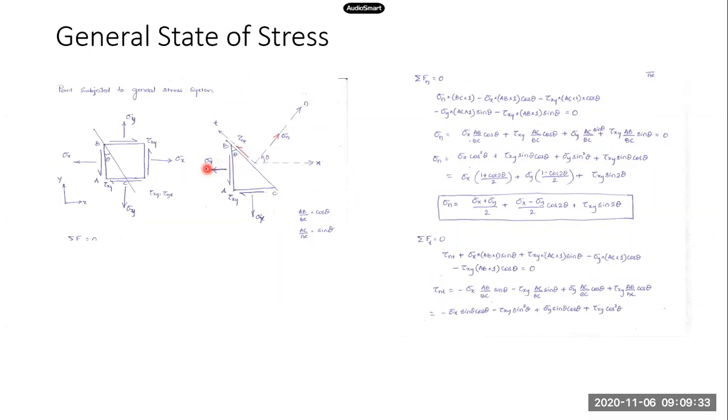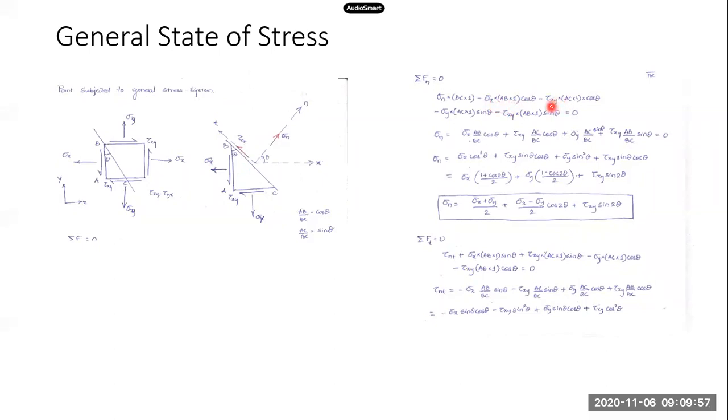Its component along the n direction will be the force due to sigma x into cos theta. So sigma x, converted to force, is sigma x into the area of face AB, sigma x into AB into one unit. This gives you the force, into cos theta, which resolves it along the n direction. It will act in a direction opposite to this n, so a negative sign has been assigned over here.